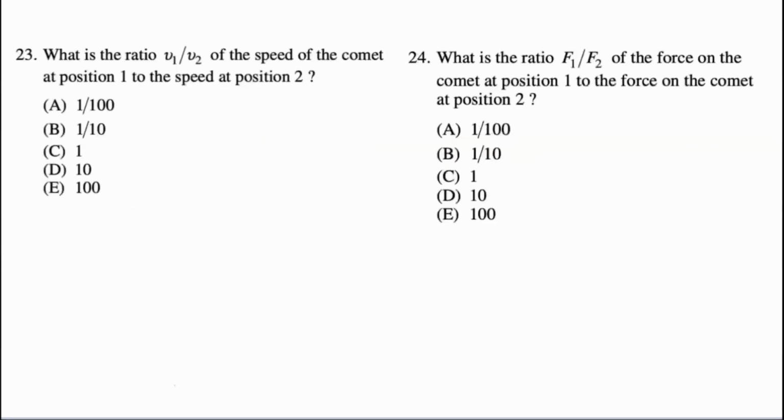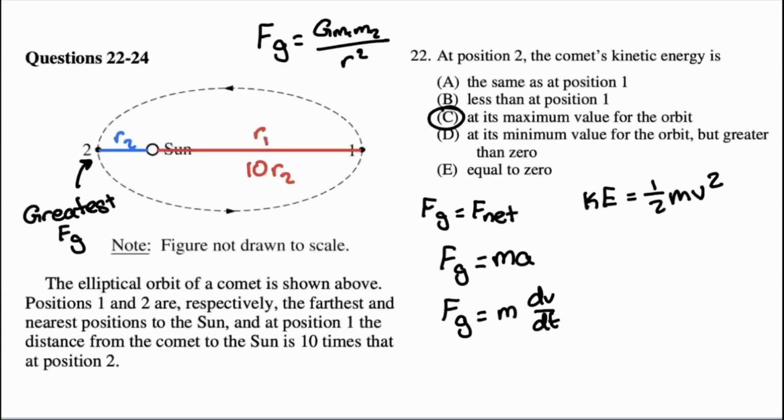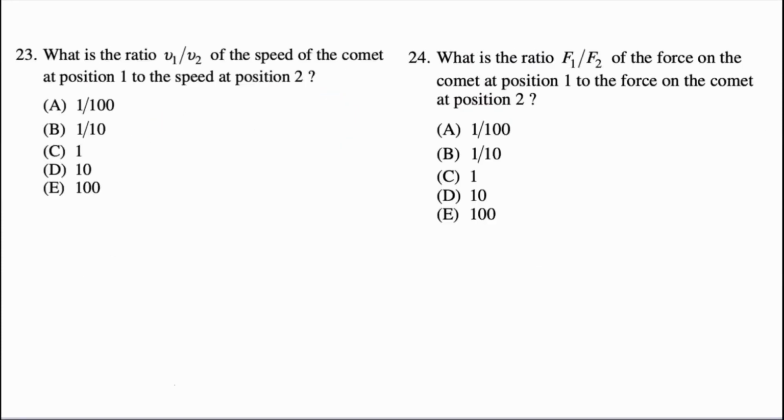23. This also relates back to the diagram, by the way, these two questions. What is the ratio v1 over v2 of the speed of the comet at position 1 to the speed at position 2? Now, this is an elliptical orbit. You can say that the comet is rotating around the sun, so our rules of angular momentum apply.